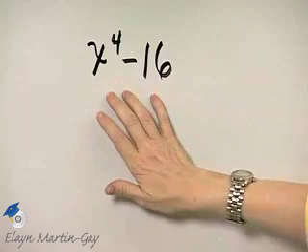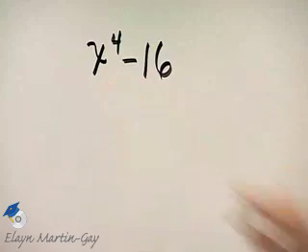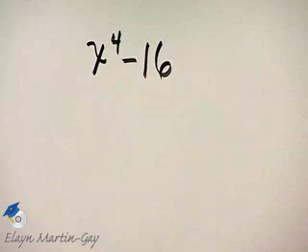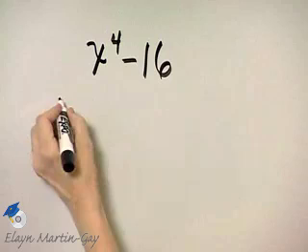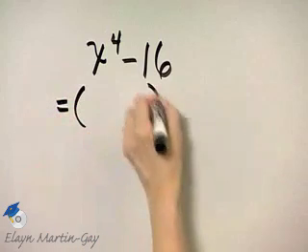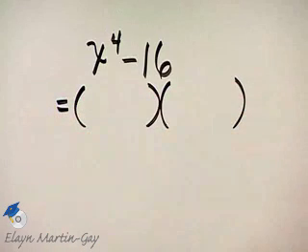Let's factor this binomial. No greatest common factor to these two terms other than 1 or -1. And then this is the difference of two squares, so it factors as a binomial times a binomial.